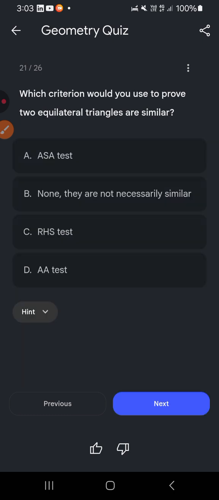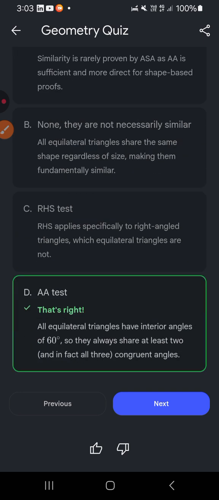Which criterion would you use to prove two equilateral triangles are similar? Correct answer D. AA test.